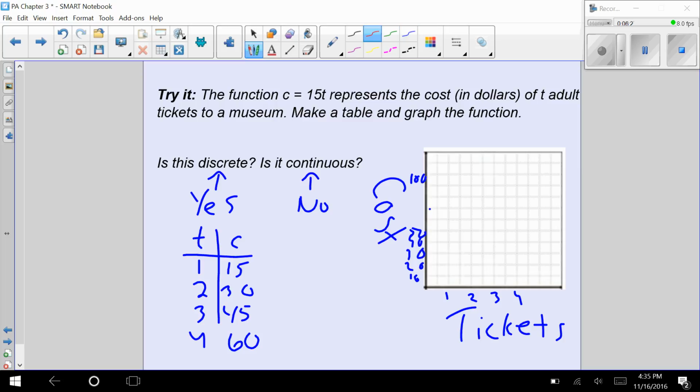Now let's graph it. 115 is about there. 230 is right there. 345 is right there. 460 right there. I'll connect with a dashed line since it's discrete and not continuous.